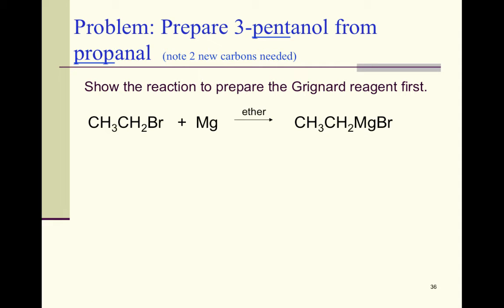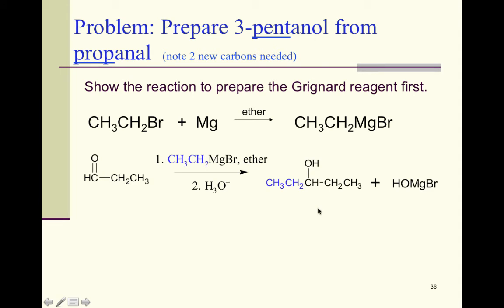I am looking for 3-pentanol. That is a secondary alcohol, so I would be using an aldehyde. The question specifically told me it was propanal. Here's propanal, 1, 2, 3 carbons. Here's the Grignard I just showed prepared above. Ether. And we also have a second step of the reaction, the protonation with the acid H3O+. Of the 5 carbons, 3 of them came from our original propanal and 2 of them came from our Grignard.